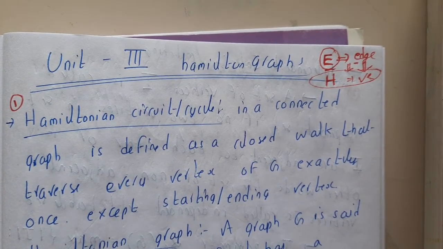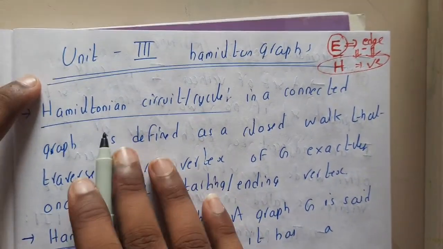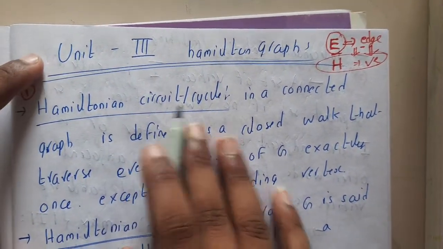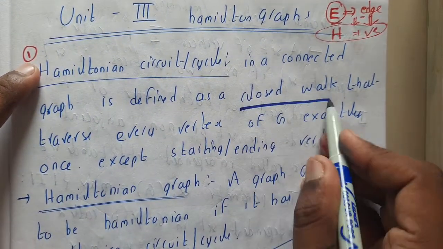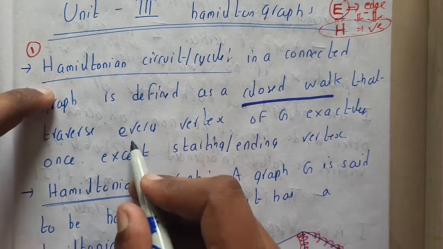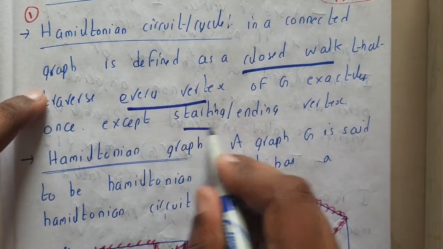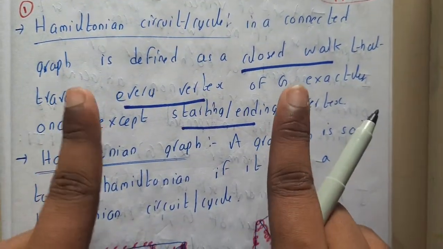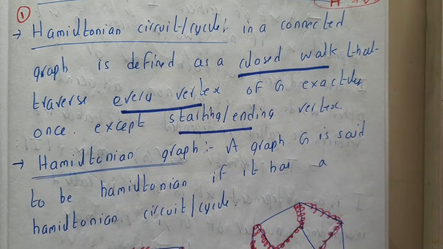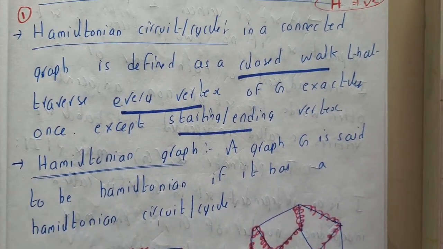Okay, so let us go through the theoretical part. In a connected graph, first let us go through the Euler circuit, guys, or Euler cycle. A connected graph is defined as a closed walk that traverses every vertex of the graph exactly once, except the starting and the ending vertex. Because it is a closed walk, the first and the last should be the same, and it should pass through each and every vertex. Okay, so that is nothing but a Euler circuit.